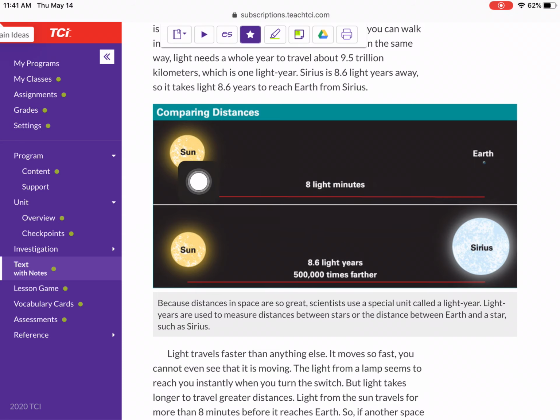So for the sun's light to get to Earth, it takes about 8 minutes. The light that's coming off of the sun will hit Earth in 8 minutes. Now, if we want the sun's light to come to Sirius, it takes 8.6 light years.